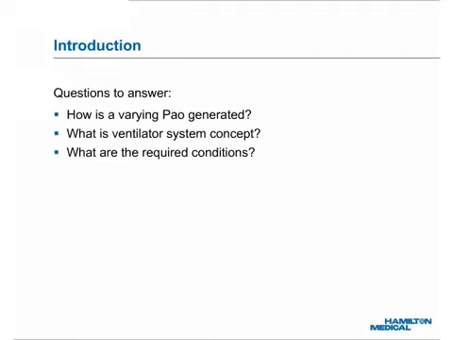In the training unit, Lung Ventilation, Natural and Artificial, we learned that artificial lung ventilation with positive pressure is achieved by intermittent alternation of airway opening pressure between the pressure baseline and the peak pressure. After studying this training unit, you should be able to explain how varying airway opening pressure, or PAO, is generated, the concept underlying a ventilator system, and the conditions required for a ventilator system to work as it should.